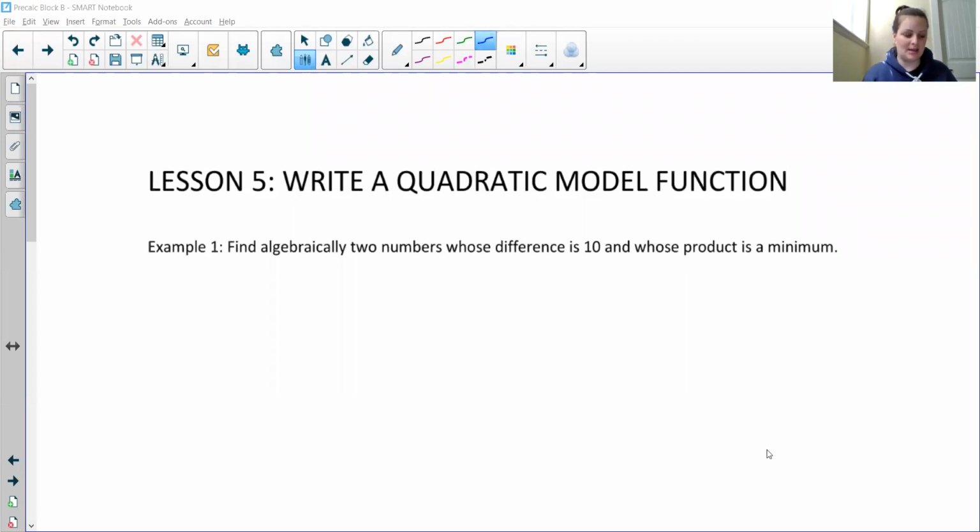All right, today we are going to do the last lesson in this unit, where we write a quadratic model function. So I just want you to recall some good old Math 10 stuff.